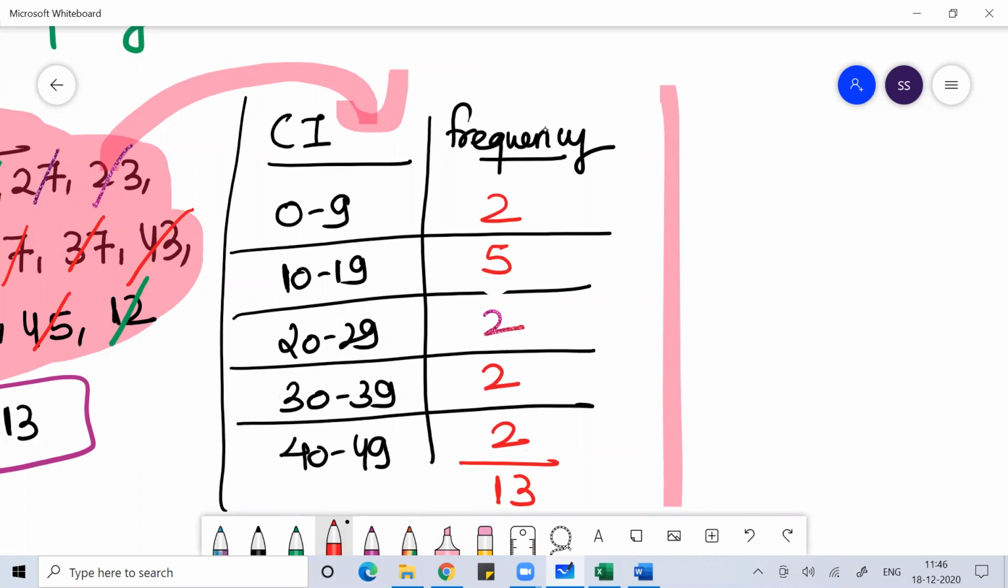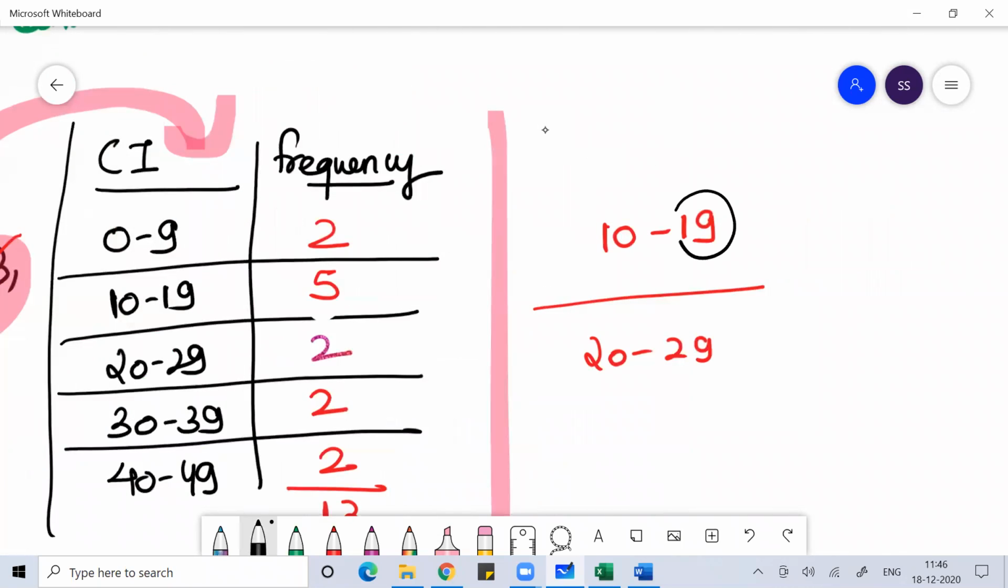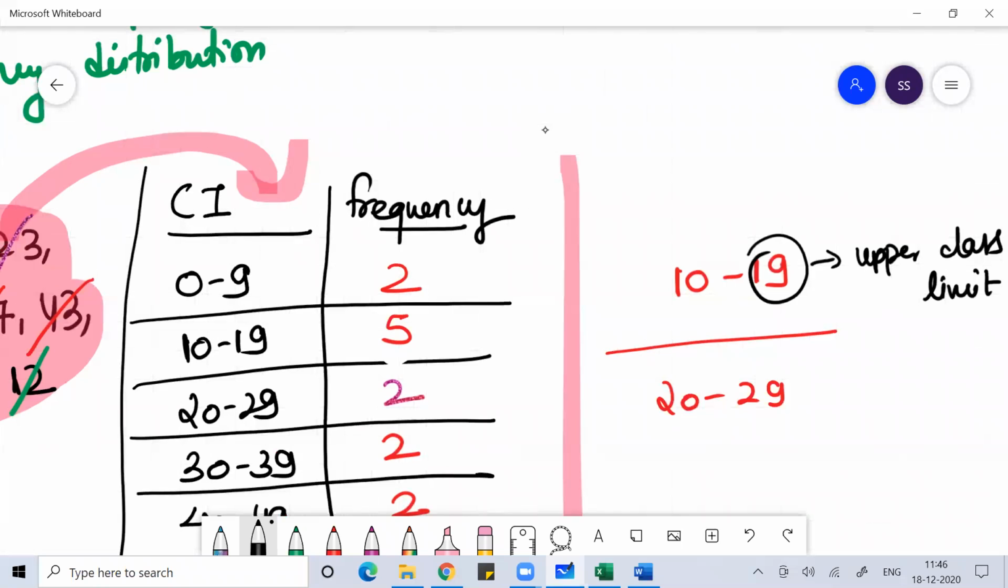Now, when you see the class interval, like I wrote 10 to 19, then 20 to 29, this is called the lower class limit and this is called the upper class limit. Again, this is the lower class limit and this is the upper class limit. Clear, everyone? Anyone have any doubt?